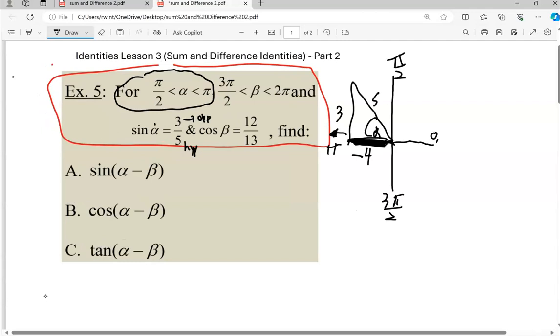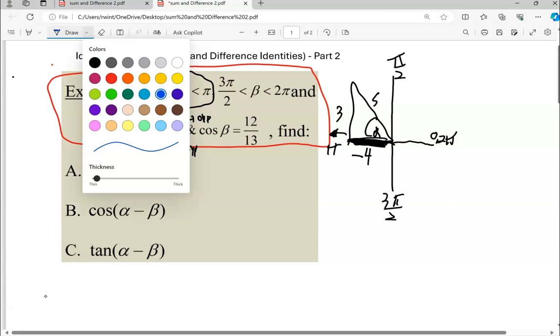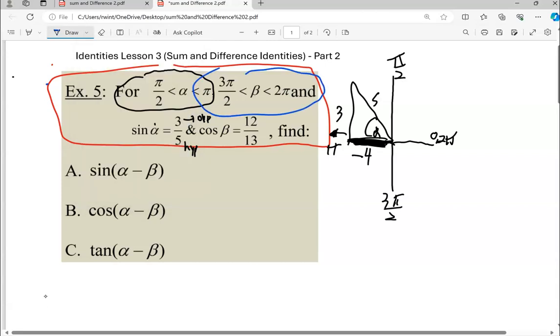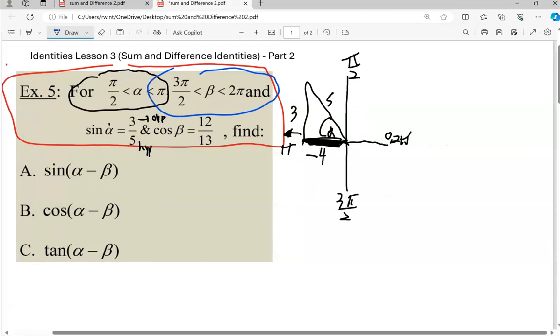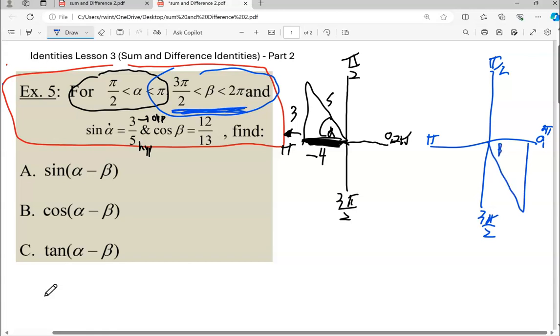I'm going to do the same thing here. I'll do it in a different color so you can tell them apart. I'm also going to draw a triangle beta here. So again, I've got 0, 2 pi, pi halves, pi, 3 pi halves. So I'm given that it's between 3 pi halves and 2 pi. That tells me that triangle beta is there in quadrant 4.